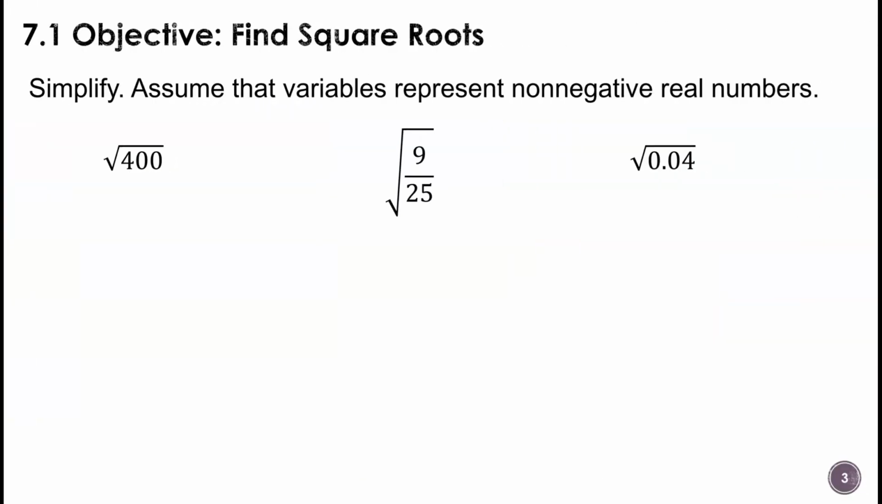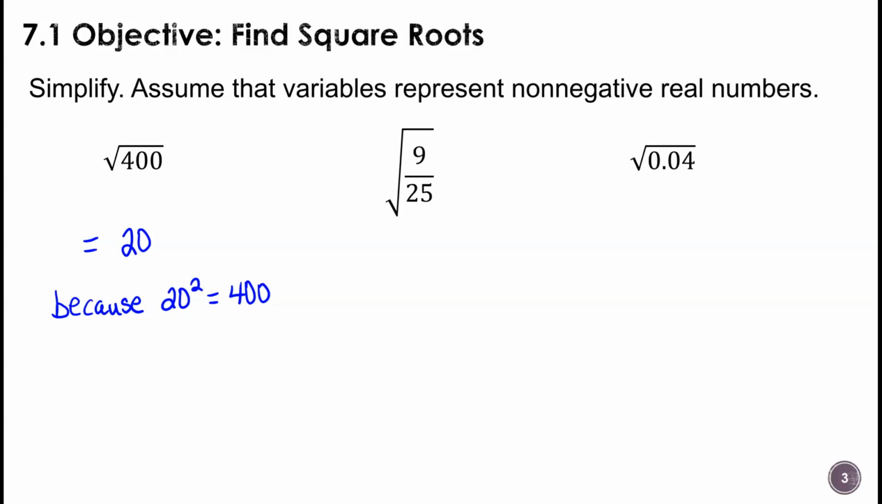Okay, so some of these are fairly basic. We're just going to take some square roots, and if you can do so without your calculator, that's a good idea to practice that some. If you take the square root of 400, it's going to be equal to 20, because 20 squared equals 400. So to find the square root, we're looking for that number you multiply by itself to get the number that's under your square root symbol.